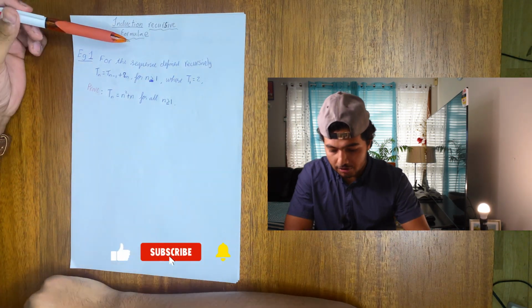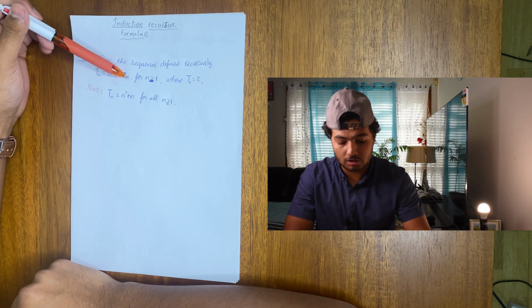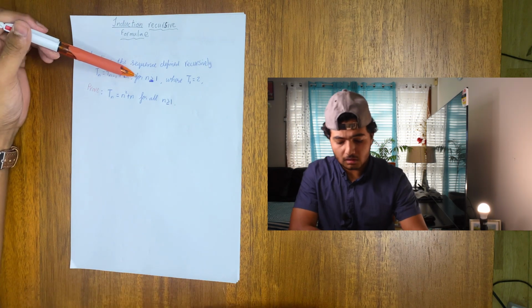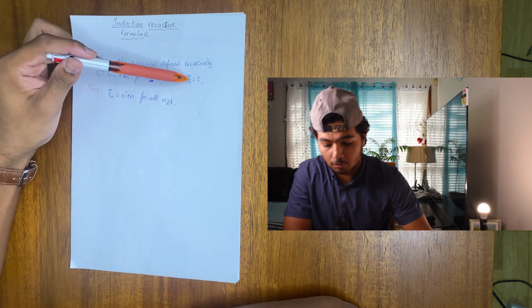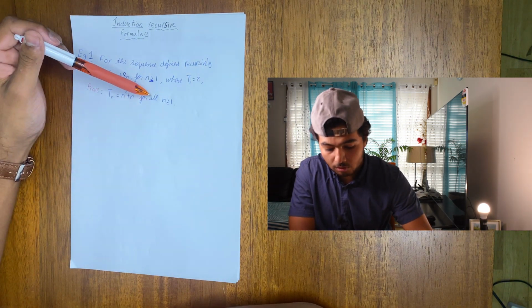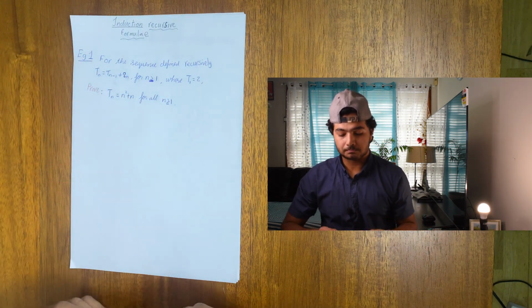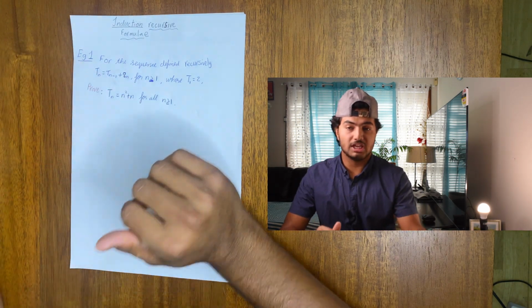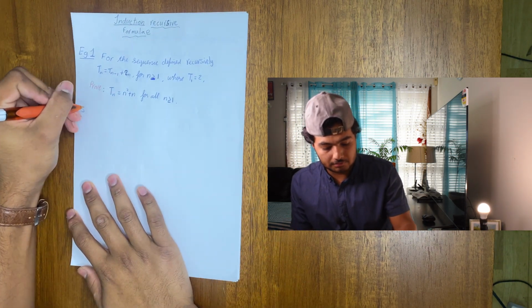It's for the sequence defined recursively, t of n equals t of n minus 1 plus 2n for all n greater than 1, where t of 1 equals 2. Prove t of n equals n squared plus n for all integers n greater than or equal to 1. Again, same thing, 3 steps. Start with the first one, step 1.